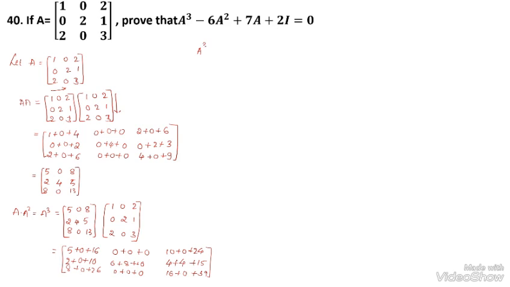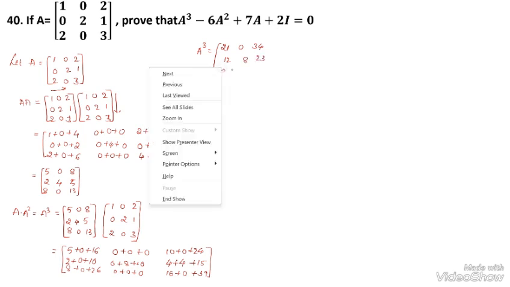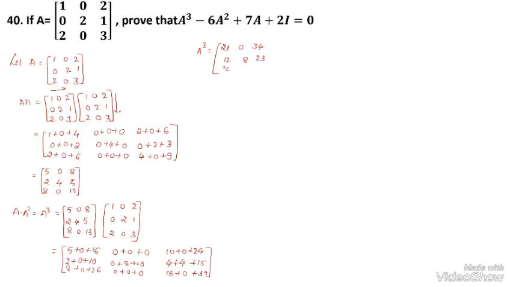A cube is simply adding 16 plus 5, 21, 0. Here 34. Then 12, 8, 23. 26 plus 8, 34, 0 and 55. Now I can substitute all the values in the equation.